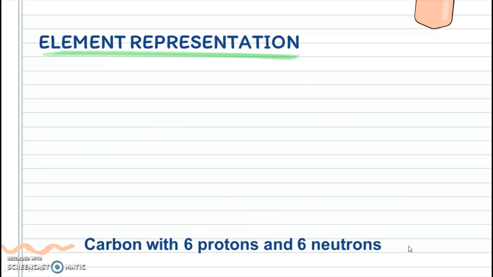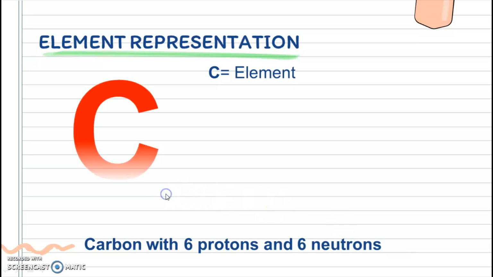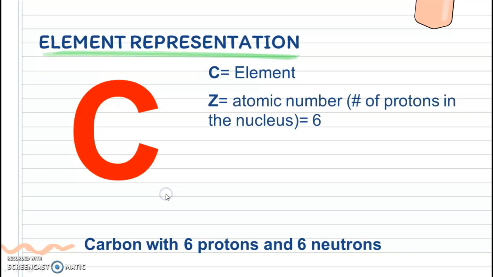Now, let us practice writing element representation. We have carbon with 6 protons and 6 neutrons. Paano natin isusulat yung kanyang element representation? So, una, yung element daw natin is carbon, which is represented by C. So, sulat natin. And then, we have to compute for Z. So, yung atomic number or yung number of protons in the nucleus. And sabi sa problem natin, meron siyang 6 protons. So, yung kanyang Z is 6. Sulat natin siya sa ilalim.